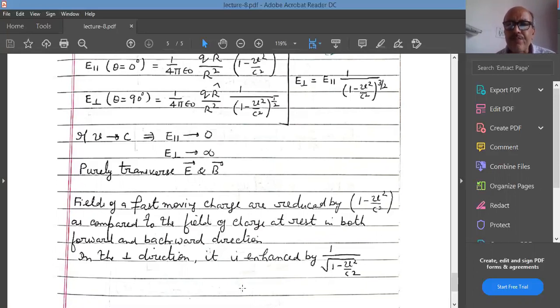In the next lecture, we will talk about the radiation, the power radiated by a charged particle.